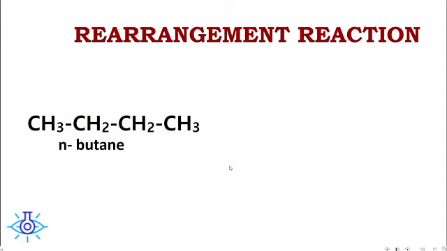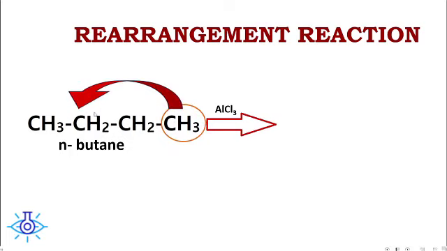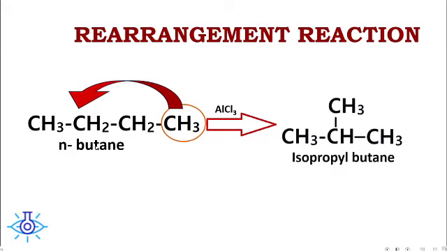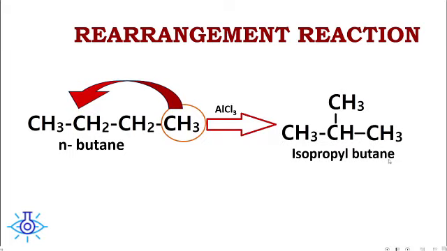Now look at this compound. This is n-butane. n-Butane is a saturated stable compound. Now this n-butane also can undergo rearrangement reaction. But if this n-butane has to undergo rearrangement, a reagent is required. Aluminum chloride is the reagent which is acting on this n-butane when this methyl shifts from the first carbon to the second carbon. Thereby n-butane rearranges to isobutane.